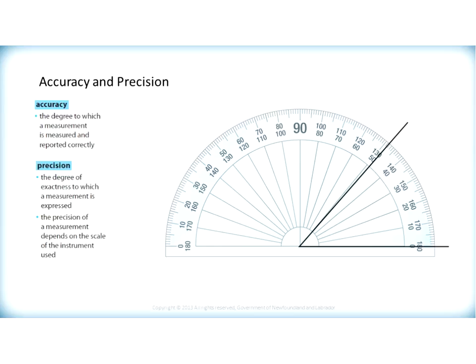Okay, so first we're going to look at a couple of definitions. First definition is accuracy. Accuracy is the degree to which a measurement is measured and reported correctly. In simpler terms, it is how correct your answer is, how right your answer is.